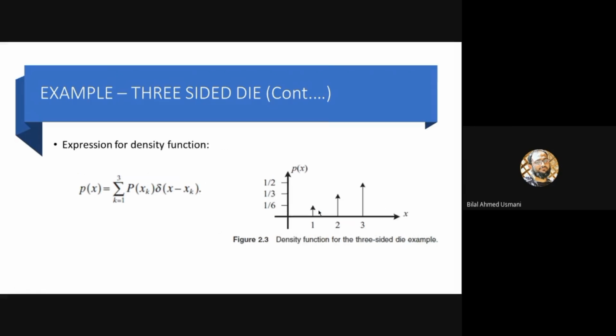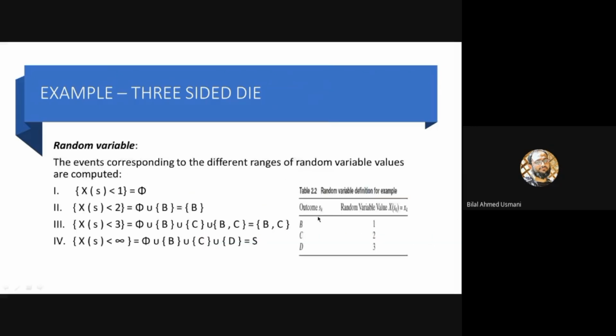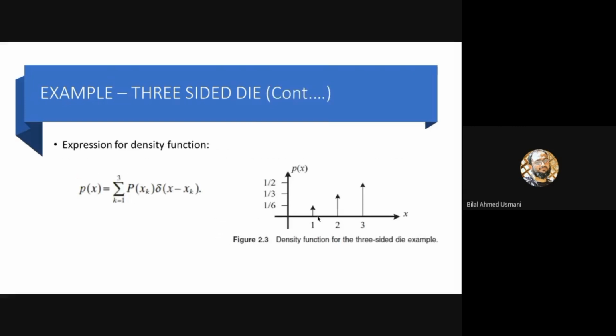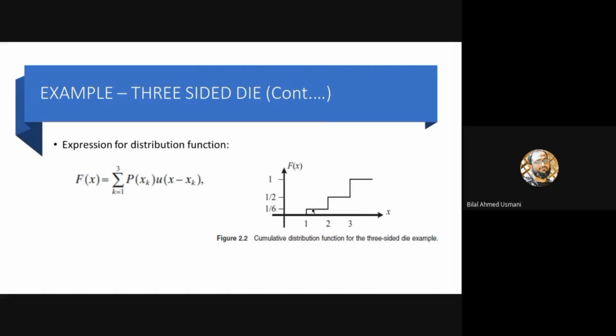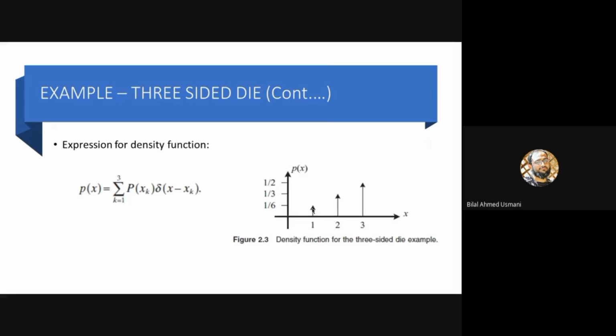Once again, this is for distribution and this is for density function. Getting 1 has a probability of 1 upon 6, getting 2 has a probability of 1 upon 3, and getting 3 has a probability of 1 upon 2. So if you sum 1 upon 2 plus 1 upon 3 plus 1 upon 6, you will get 1. These are the differences between the expression for CDF and the expression for PDF.